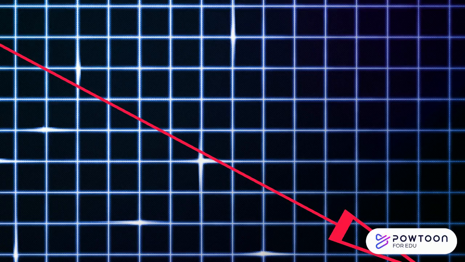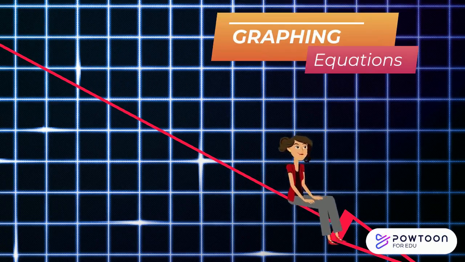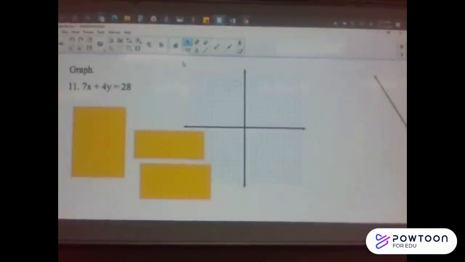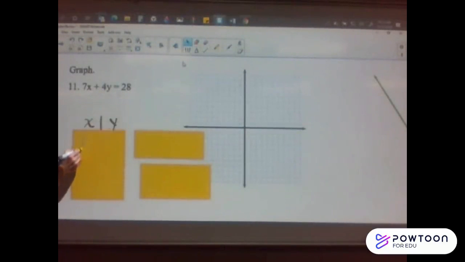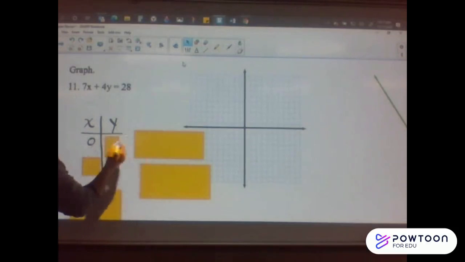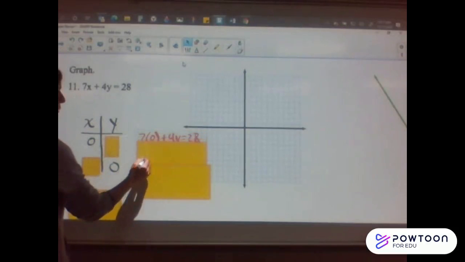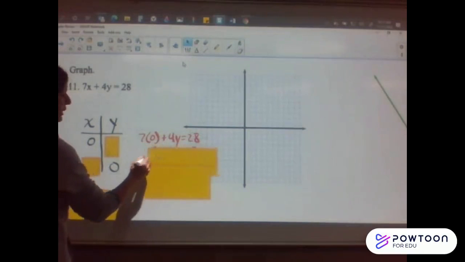And now for graphing equations. Okay, to graph equations that are in the form of ax plus by equals c form, that's when we set up our chart and we substitute 0 in for x and 0 in for y, and that will find our x and y intercepts. When we plug 0 in for x, we get 7 times 0 plus 4y equals 28.